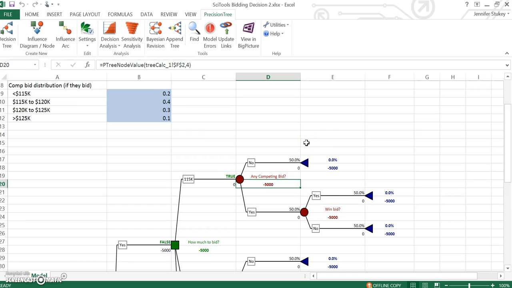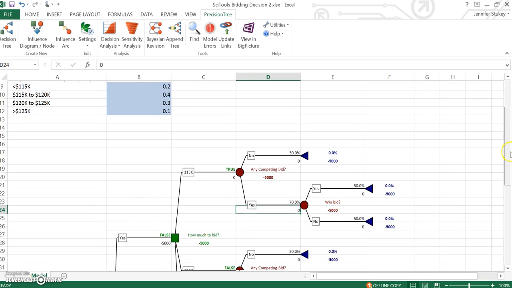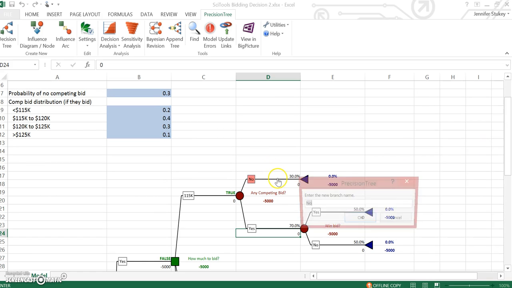Okay, the next thing we're going to do is put in the probabilities and the results. So there is a 30% chance that there is no competing bid. So let's go ahead and select that cell that has that information in it. Okay, and down here, it's just the inverse. If there's a 30% chance that there is no one bidding against you, then you just take the inverse of that, which is going to be, oh, it's the wrong cell, 1 minus B7 or 1 minus 30%. There's going to be a 70% chance that another company is going to bid against our company.